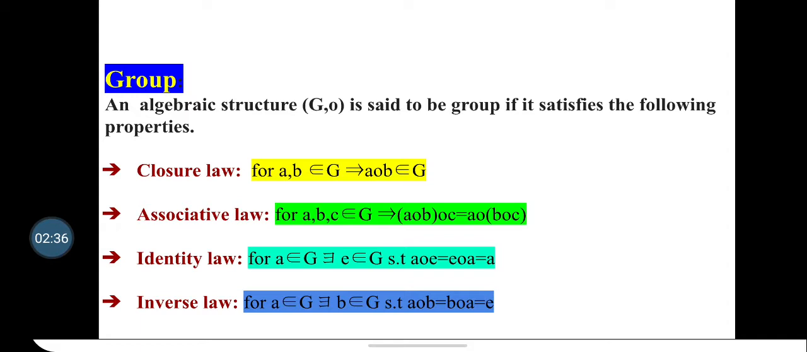And the next property is the inverse law. The inverse law states that if you take any element a belonging to the set, then there exists another element b belonging to the same set such that a ∘ b is the same as b ∘ a, and both are equal to e, where e is the identity element. As an example, if you take 4 in the set of integers, then 4 + (-4) = -4 + 4 = 0. So here -4 is called the additive inverse of 4.